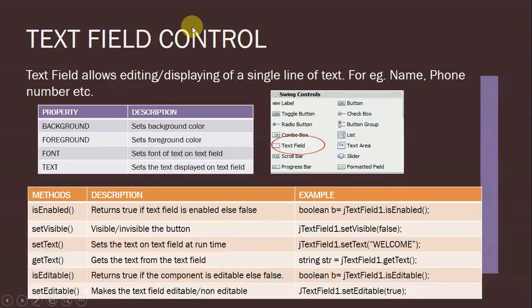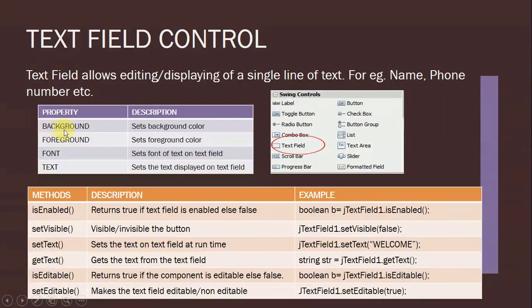Text field control. Text field allows editing or displaying of a single line of text. So it is used to either display or edit a single line of text. For example, you can input a name, phone number, etc. If you see the Swing control palette, the text field appears like this. Now I am discussing a few properties and methods of the text field control.